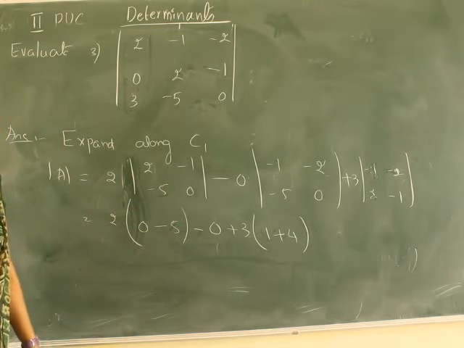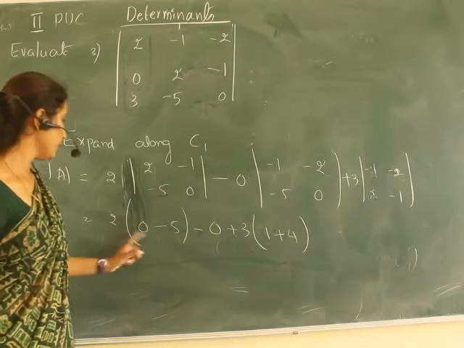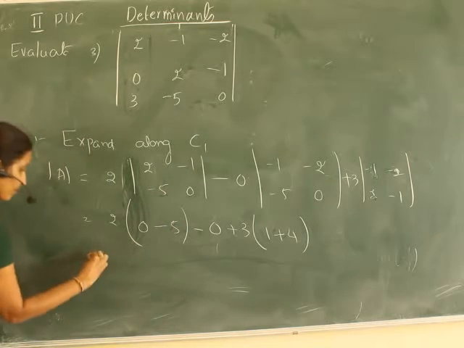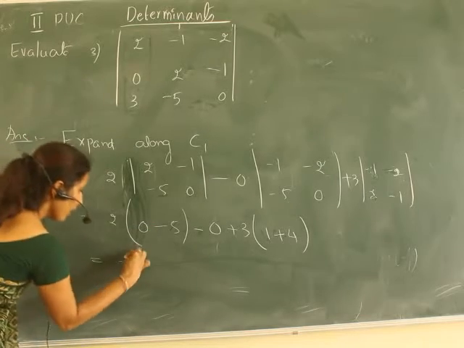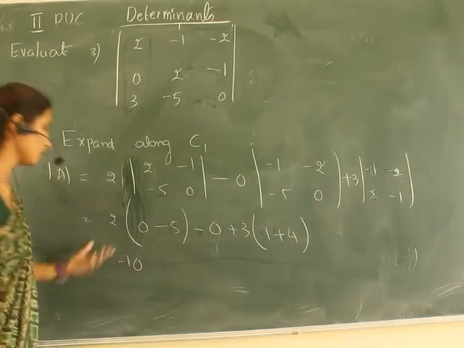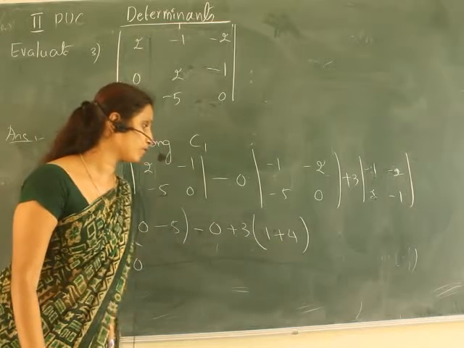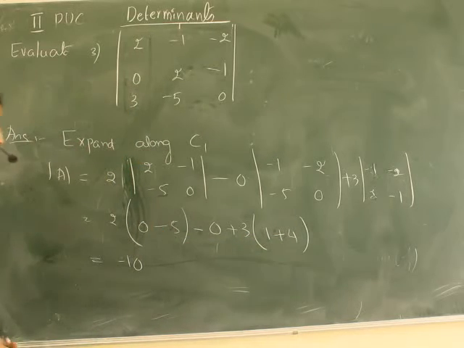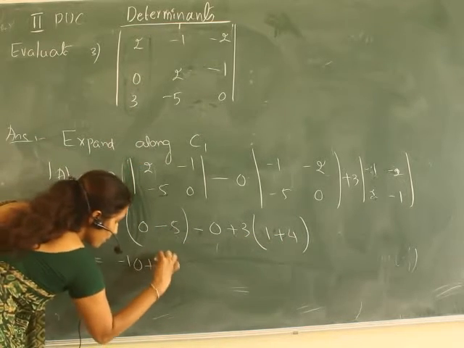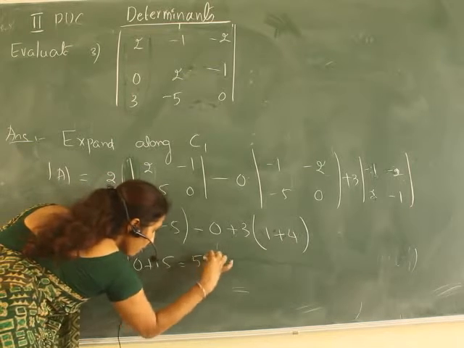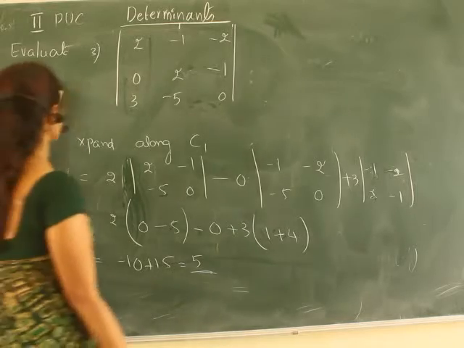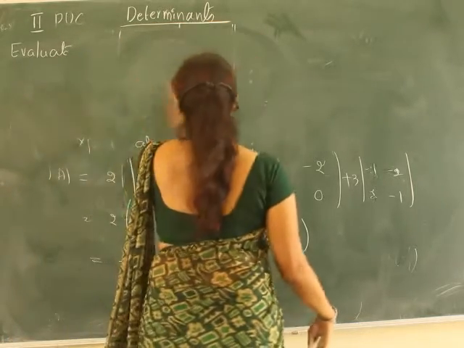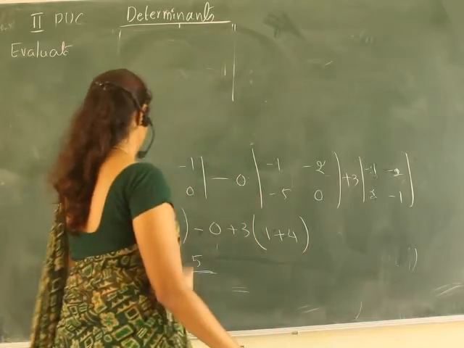the determinant value. So now it is 2 into minus 5. 0 into minus 5 is minus 5, 2 into minus 5 is minus 10, then 0 itself, 1 plus 4 is 5, 5 plus 3, 5 into 3 is 15. So this will be 5. So determinant value is 5. So this is one more problem. Next, one more determinant.